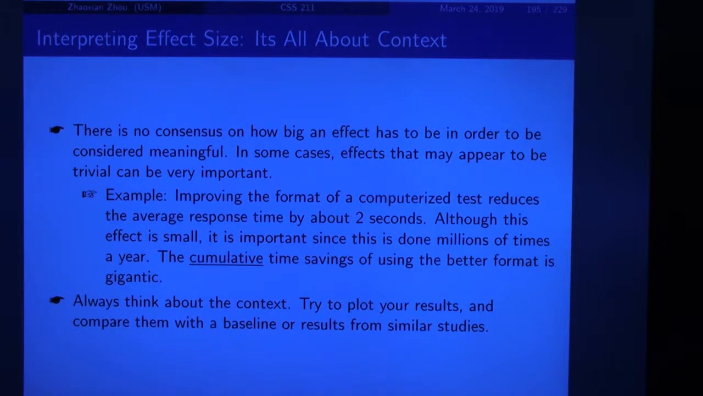You always think about the context. Try to plot your result and compare it with a baseline or results from similar studies.